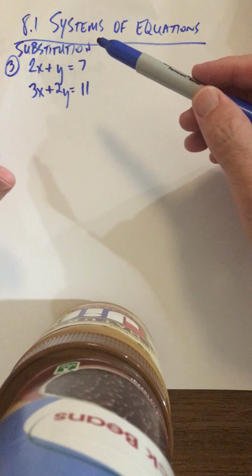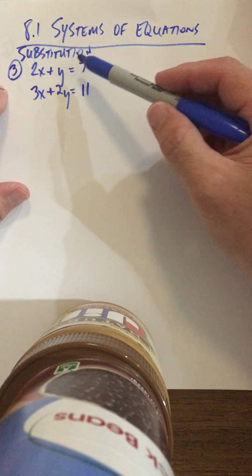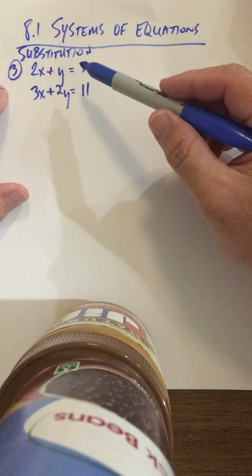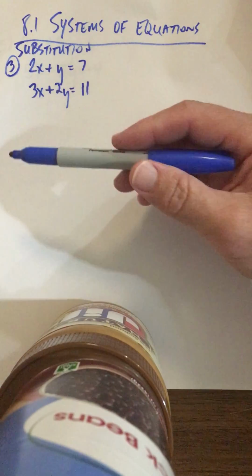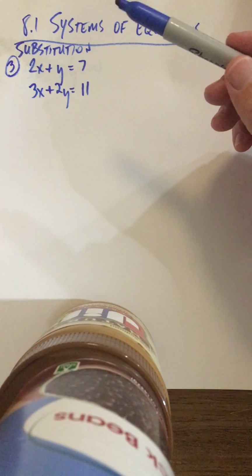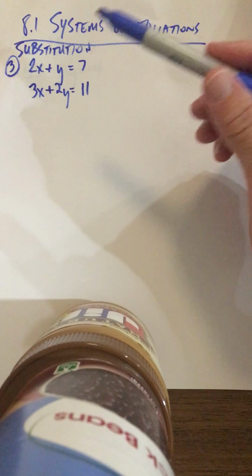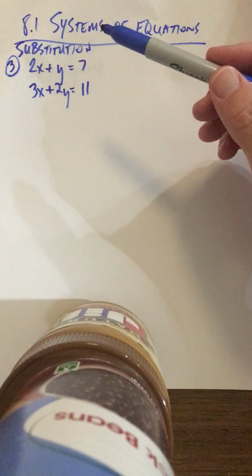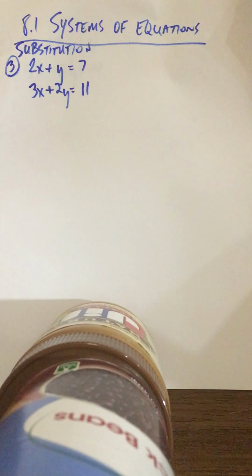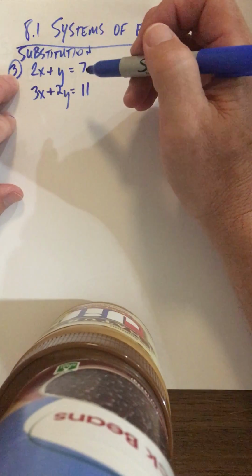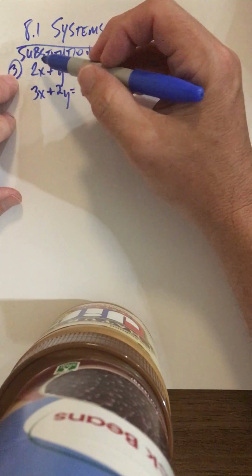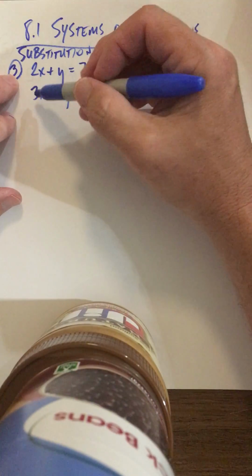There are two methods we're going to learn in this class. The first one is called substitution. Now, substitution just means you're going to plug something in for something else. Just like in a basketball game, if the coach sends in a substitute, that person takes the place of someone else.